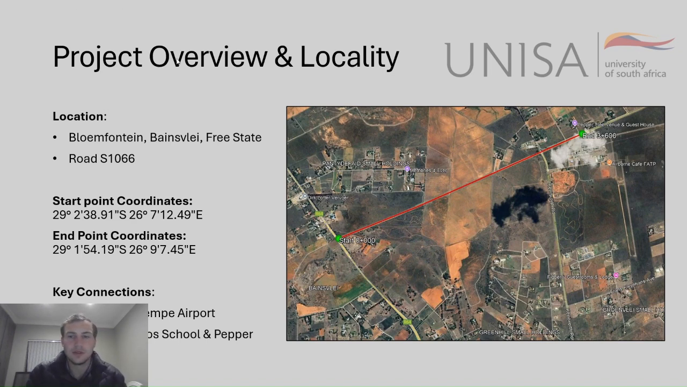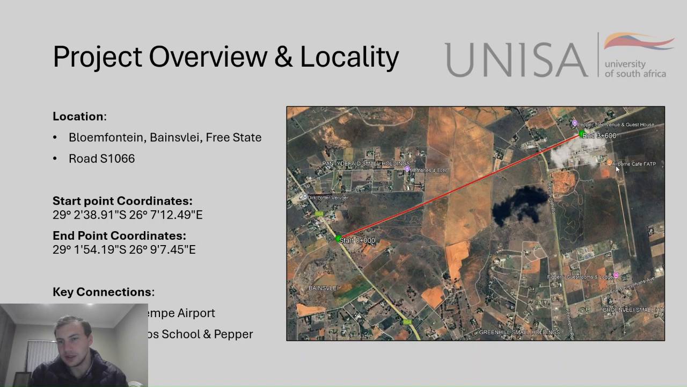The project overview and locality, we can see, like I've mentioned, it's Bloemfontein, Free State. The road is the S1066. Here I have included the start coordinates and the endpoint coordinates and important key connections. I'll discuss this when you see the start here at R64. This is an important road in Bloemfontein, and it also connects Bloemfontein with Dalesville, Boshoff, and eventually Kimberley. So this is an important connection there.